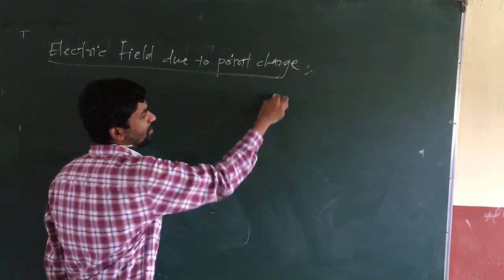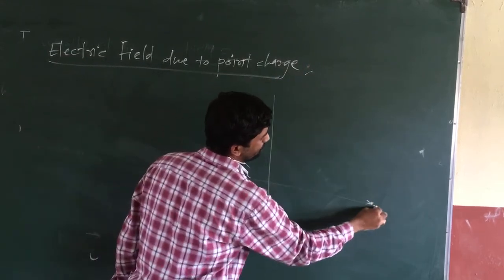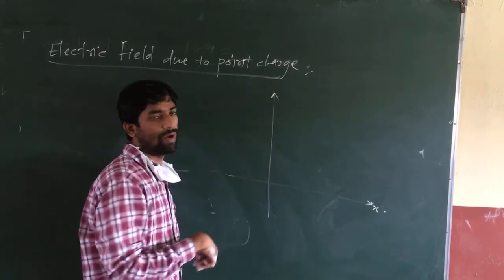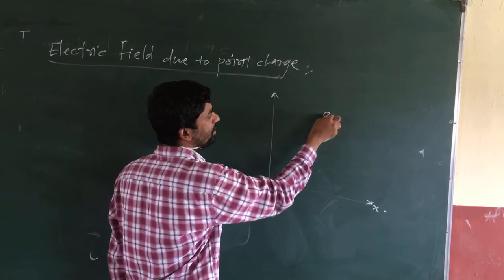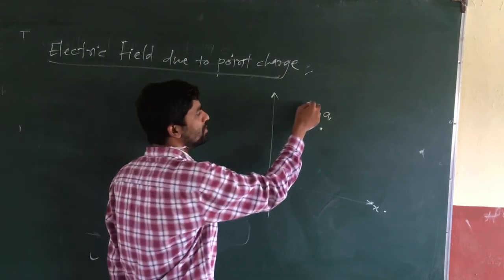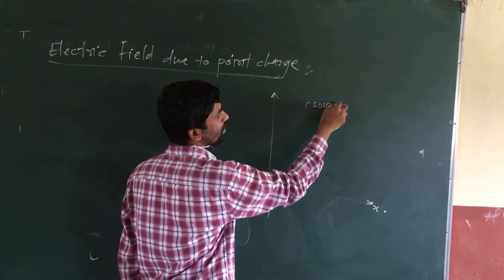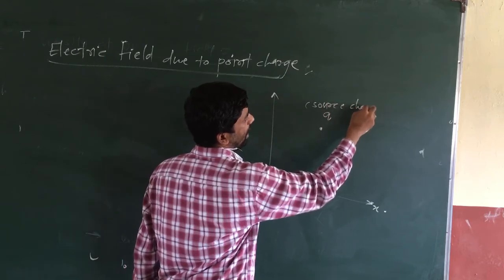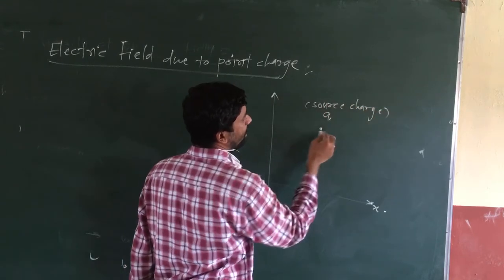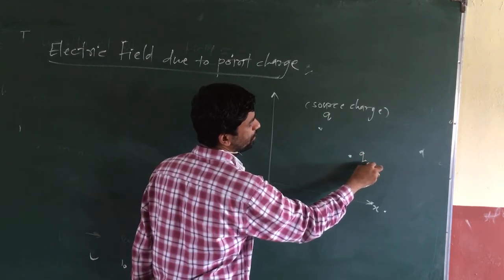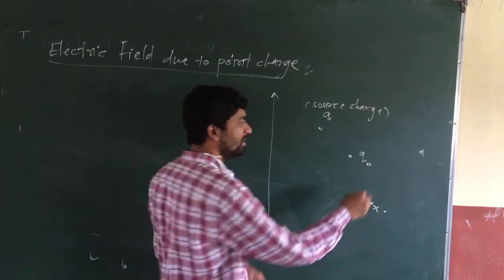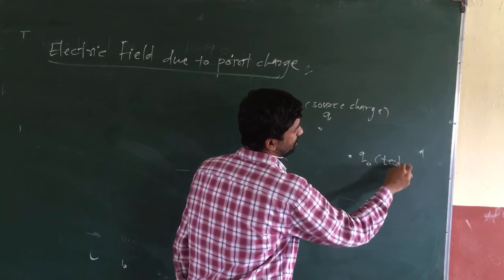Suppose these are your two axes, the x-axis and the y-axis, and suppose this is the position of your charge Q. Which charge is Q? This is your source charge. And suppose I have to place a test charge at this point. This is Q naught, which is your test charge.